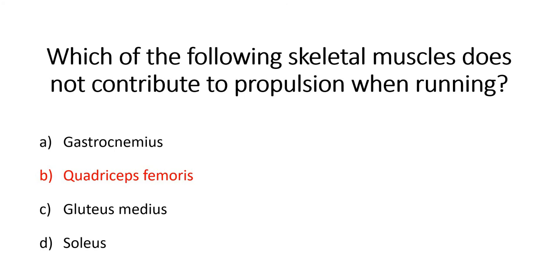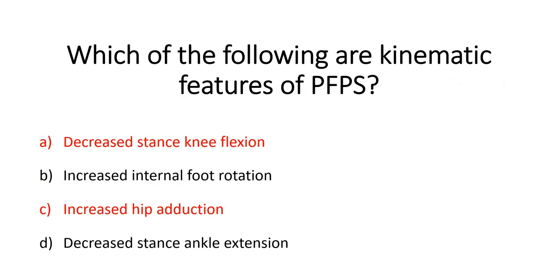Okay, the next question: which of the following are kinematic features of PFPS? Primarily a reduction or decreased stance knee flexion, and that is as a compensatory gait feature to prevent the knee from obviously flexing too much during the stance phase, which increases the contact pressure between the patella and the femur.